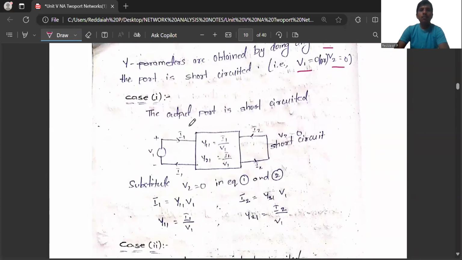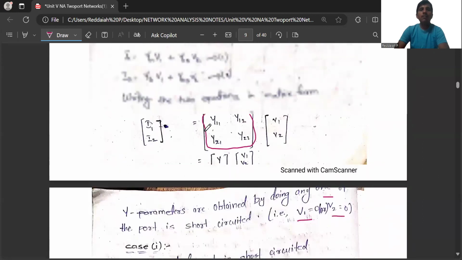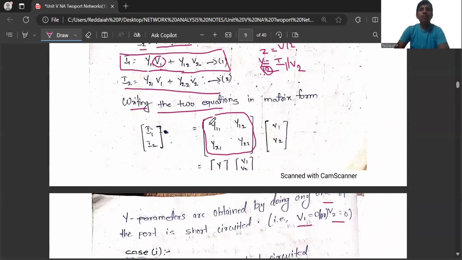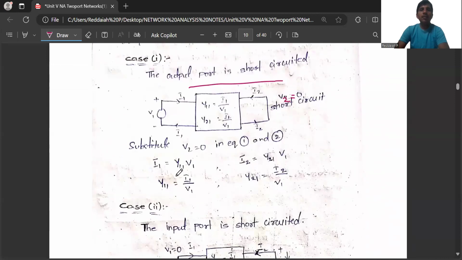Case 1: when our output port is short circuited, V2 becomes 0, and V1 will be there. Substitute V2 equal to 0 in equation 1, and you will get Y11 equal to I1 by V1. Similarly, substitute V2 equal to 0 in equation 2, and you will get Y21 equal to I2 by V1.